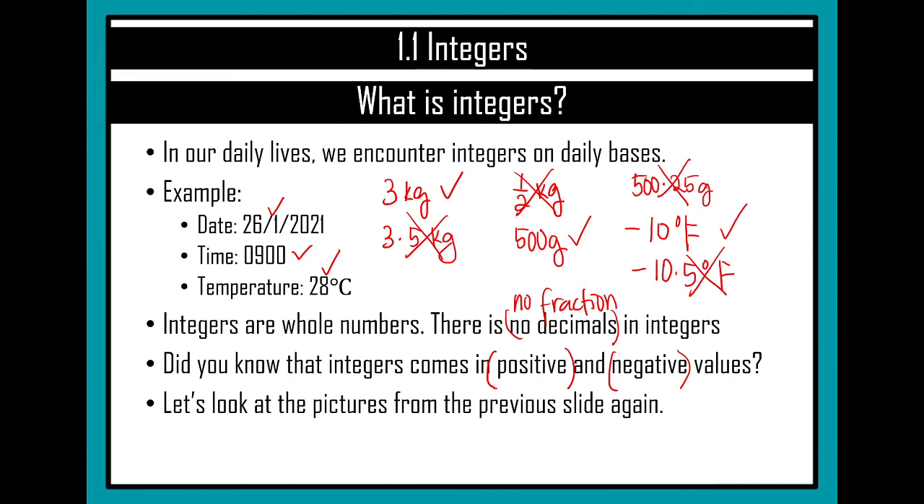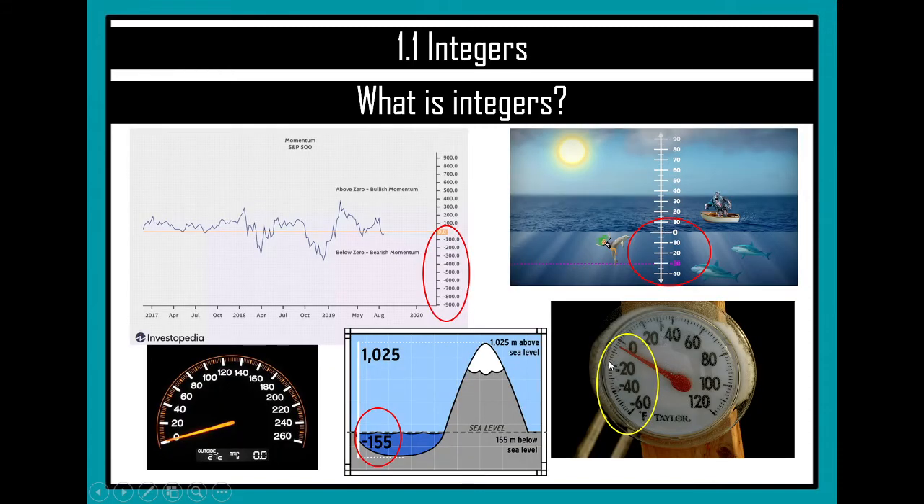So let's look at the picture again. Okay, so you see the one that I have circled. These are the integers in negative value. Okay, so if it's a negative value in a business stock share market, it means that it loses money. Okay, if it's below sea level, it's usually that we need to dive, or we need to use swimming suit, we need to use submarine, something like that, in order to go below sea level.